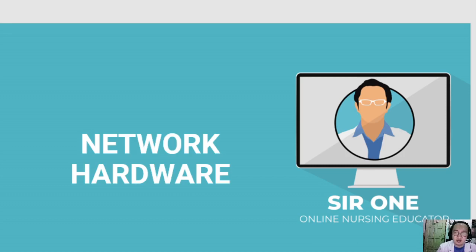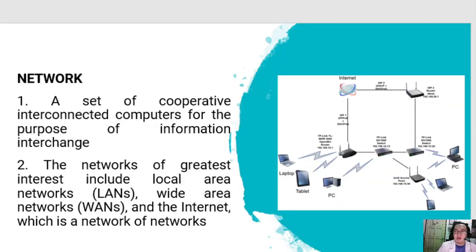So I think this is the last part of this video lecture. Network hardware. Network hardware is a set of cooperative or interconnected computers for the purpose of information interchange. It's just like you're entering a computer shop with numerous computer units that form a network. The networks of greatest interest include local area networks or your LAN, which I know you are familiar with, wide area networks, and of course the internet.